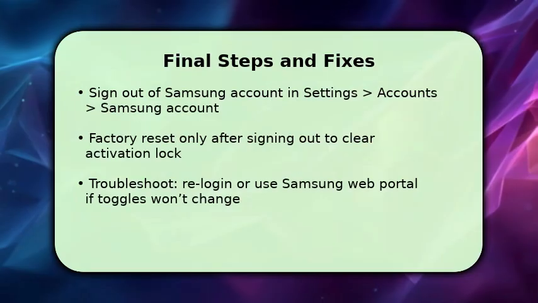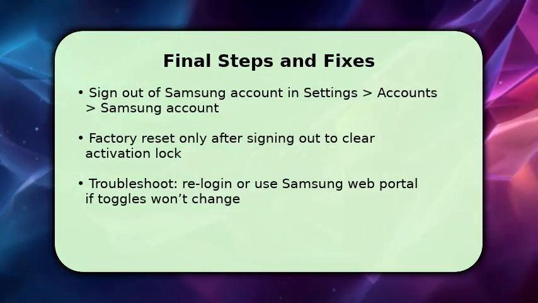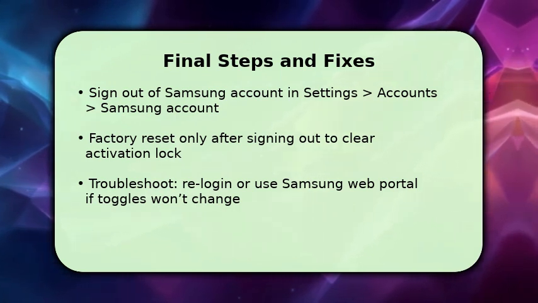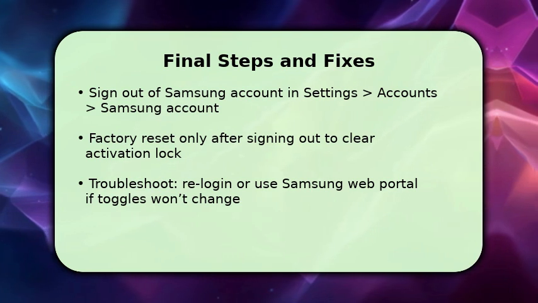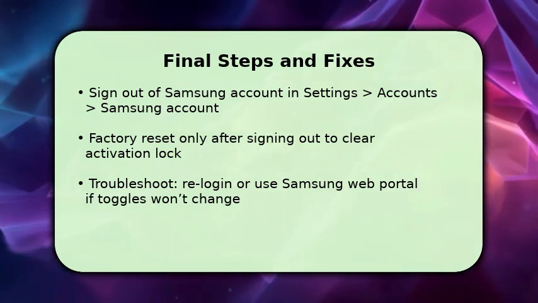You finish by signing out of the Samsung account. Settings, account, Samsung account, sign out. Once signed out, perform a factory reset if desired. This ensures activation lock won't reappear. Make sure the phone boots without asking for the previous Samsung credentials.